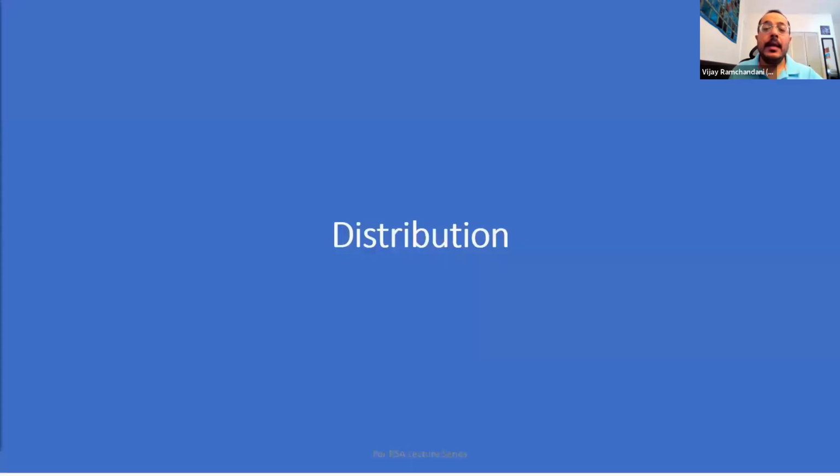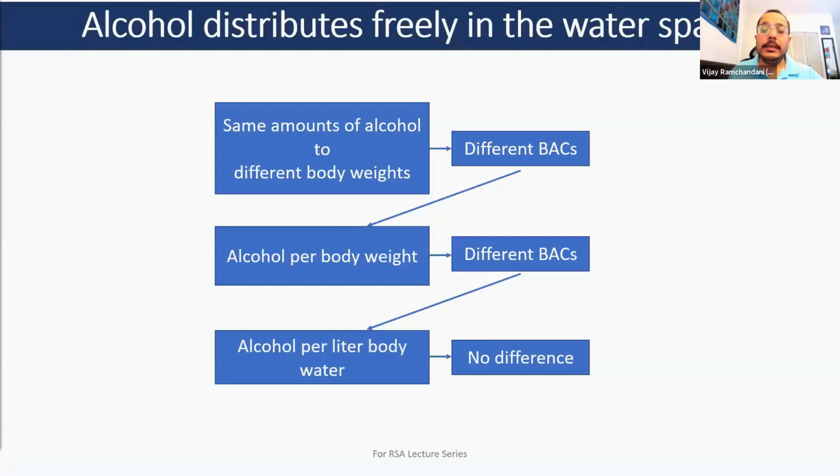So moving on to distribution, as I mentioned, alcohol is a small polar molecule and rapidly and readily distributes in all body water spaces. So the distribution to organs and tissues is really a function of its water content, but also depends on blood flow and tissue mass. And so the higher the blood flow and the higher the tissue mass, the greater the distribution.